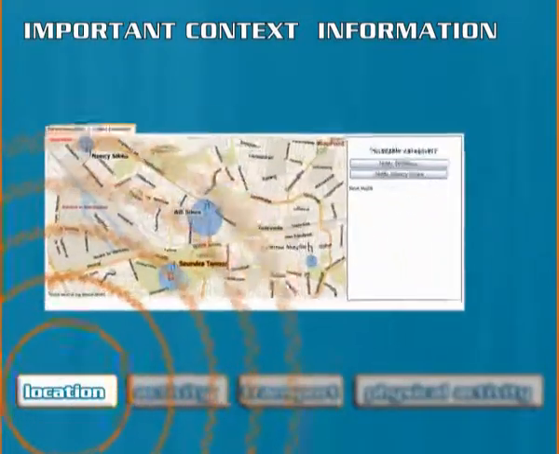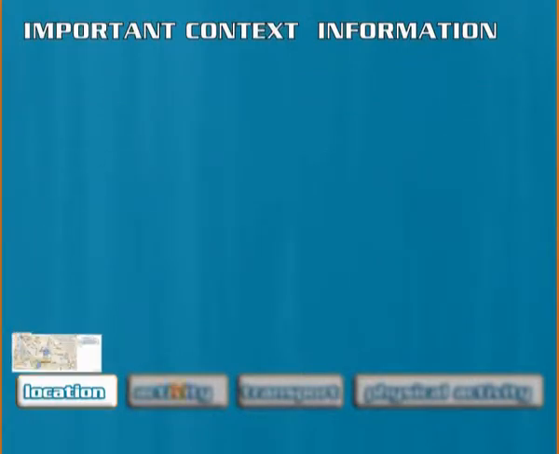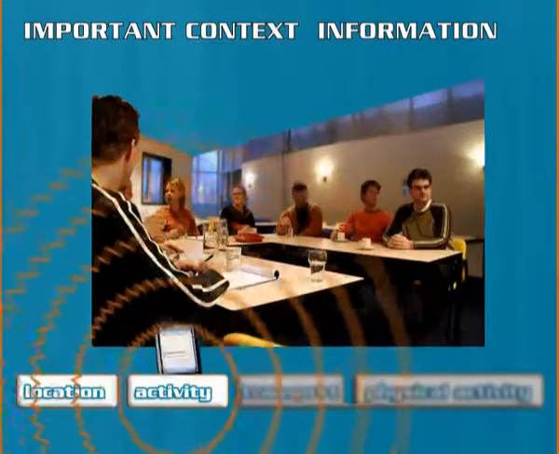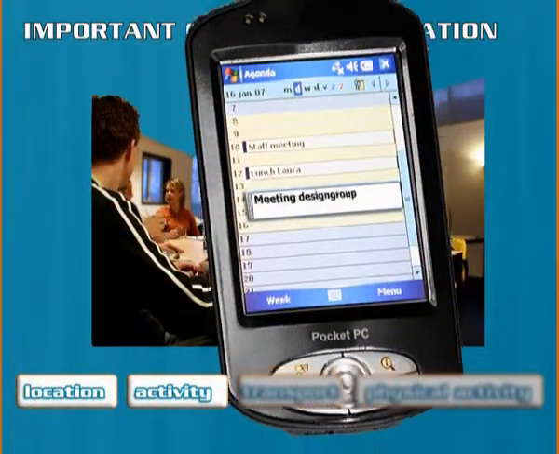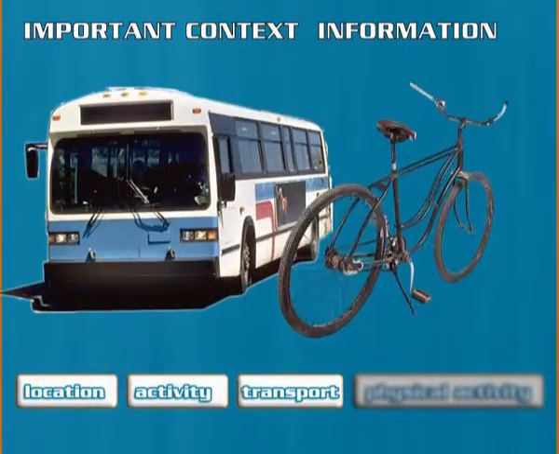Location is important context information. For instance, the location of the patient and location of caregivers. So is the kind of activity, such as being in a meeting, working, traveling or sleeping. Means of transport, such as train, bus or bike. And physical activity, such as sitting, walking or running.